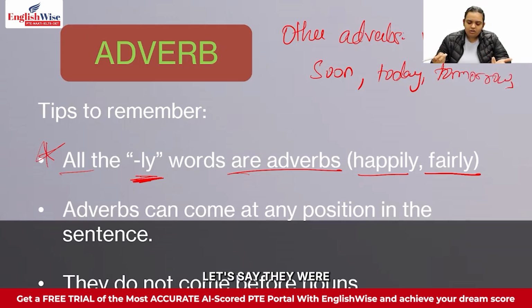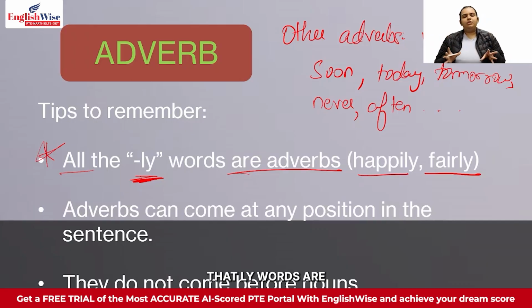Okay, or let's say never, often. They are all adverbs as well. So guys, understand that ly words are adverbs and other words can also be adverbs. Now adverbs can come at any position in the sentence. Adverbs can come at the start of the sentence as well. It can come at the end of the sentence as well. It can come in the middle of the sentence as well.